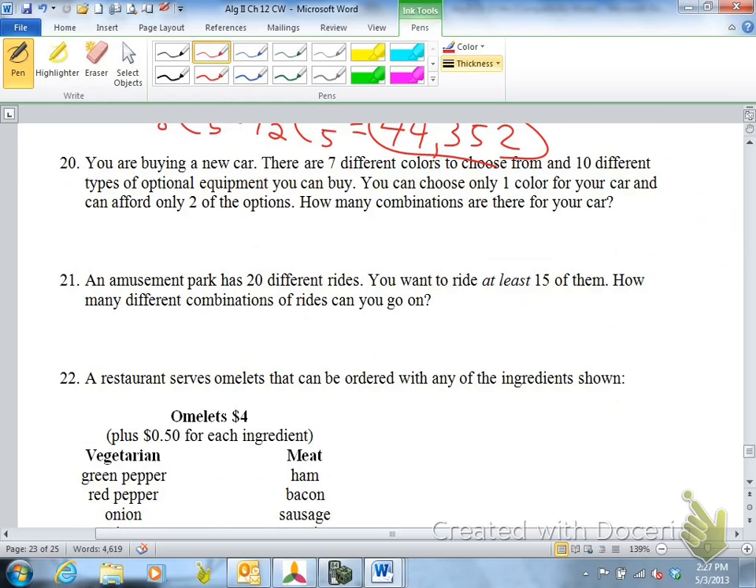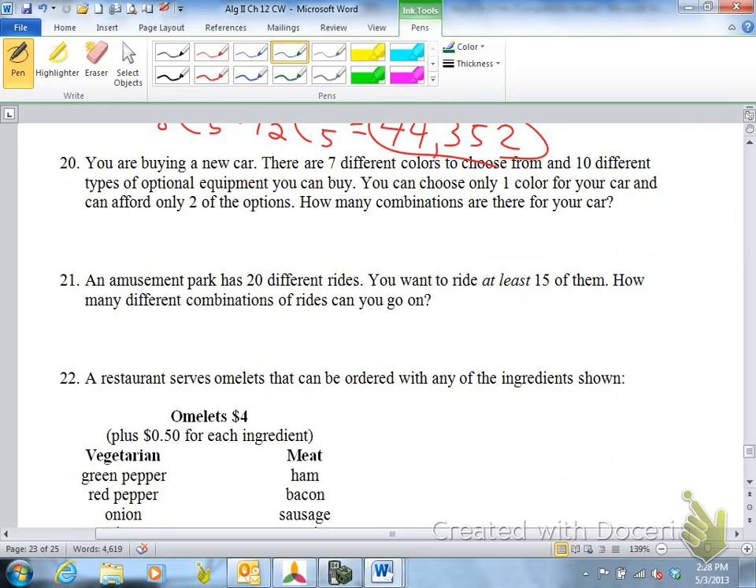Let's see, you're buying a new car. Congratulations. There are 7 different colors to choose from, and 10 different types of optional equipment you can buy. You can choose 1 color for your car. That's probably a good idea. You don't want your car having 7 colors on it. And you can afford only 2 of the optional equipment. That's like getting nice rims or a spoiler or the race car package or something like that. How many combinations are there for your car?